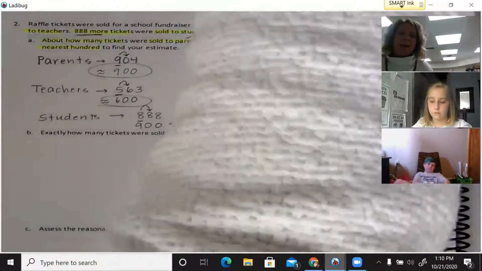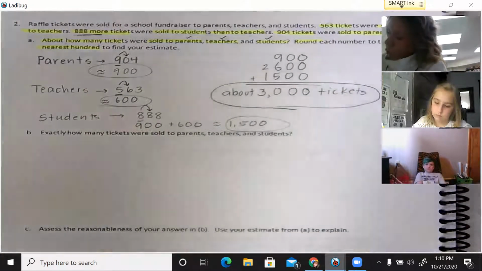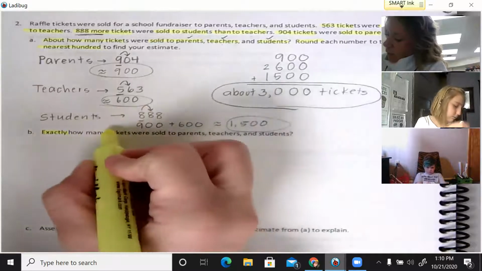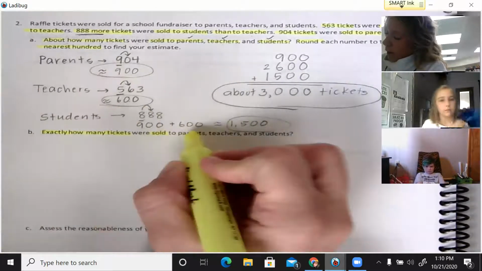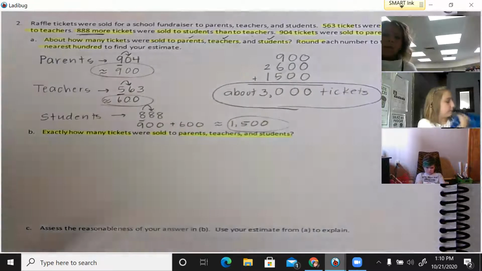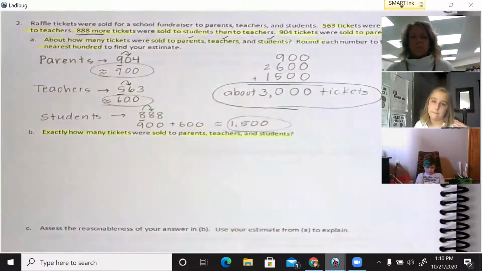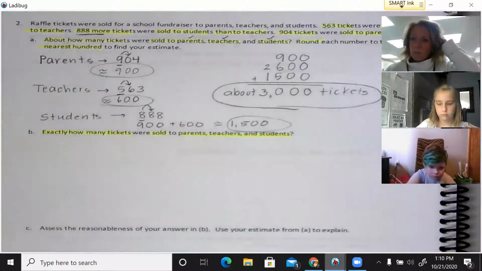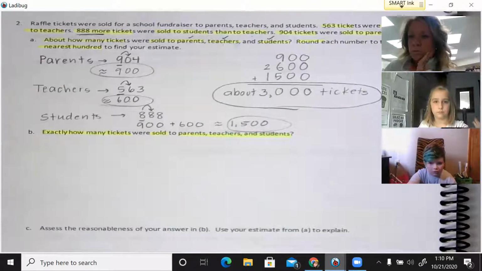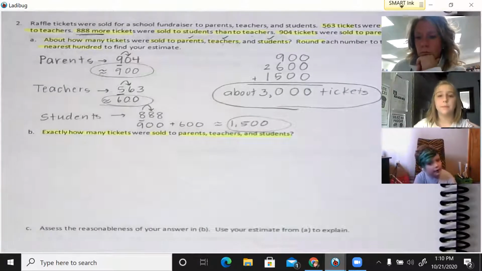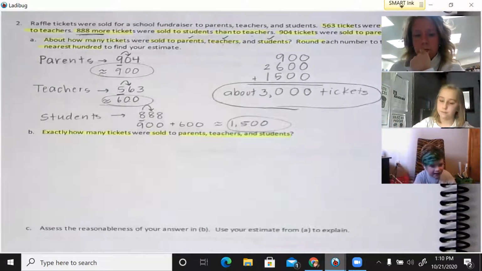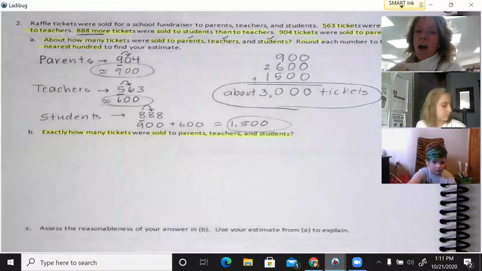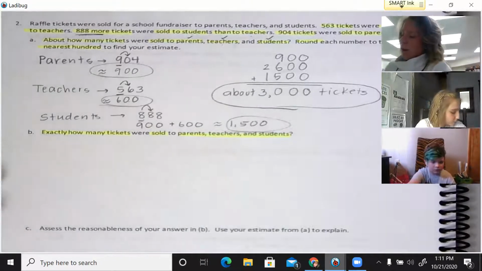Okay, now for letter B. Exactly how many tickets were sold to parents, students, and teachers? So what are we going to do this time? We still want to figure out how many tickets were sold, but this question's a little bit different than A. What will we do now? We're going to have to find out the exact amounts and then add them all together to get the exact sum. Okay, so how many tickets were sold to the parents?